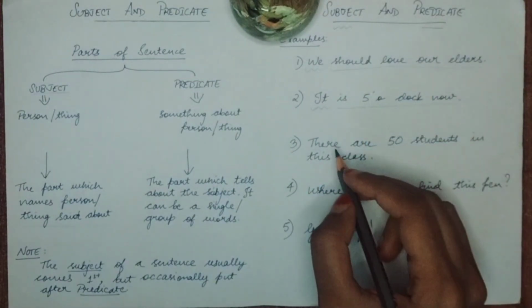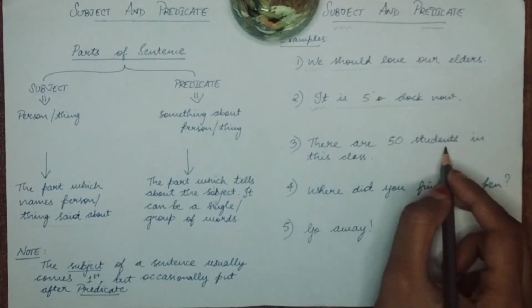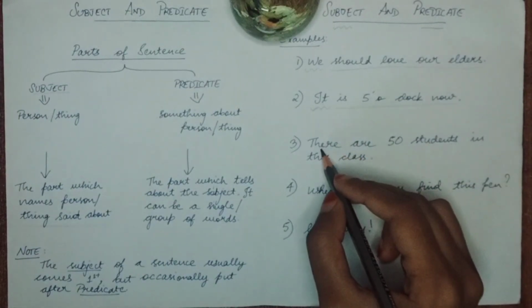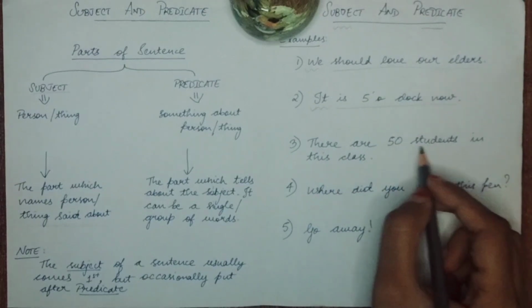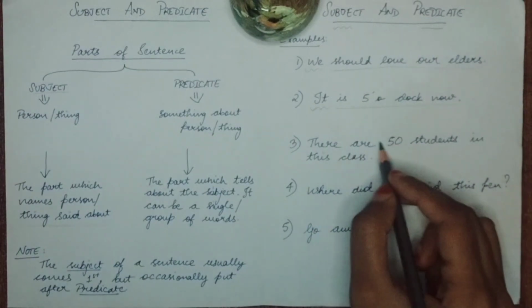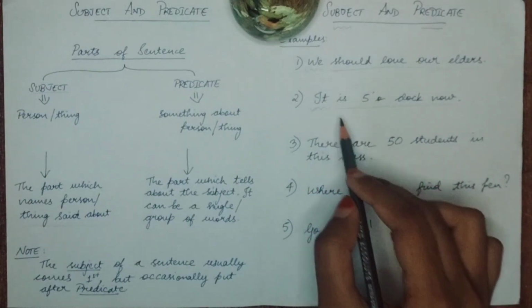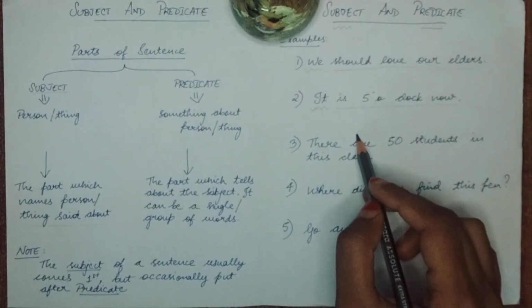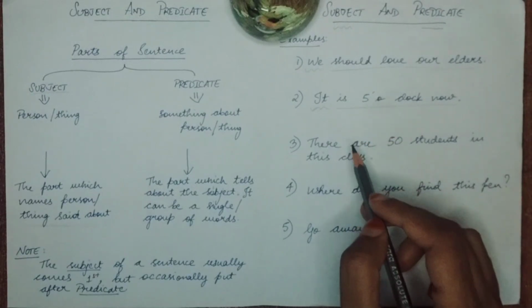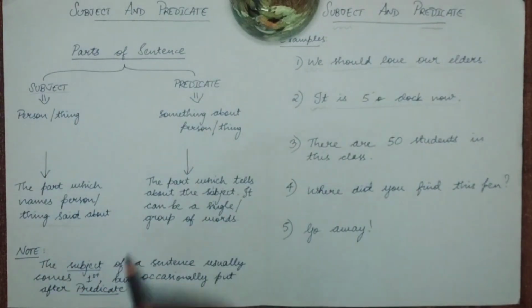Let's look at the third liner. There are 50 students in this class. Okay, so here if you see, is there a subject over here, just because it is at the beginning of a sentence? Or what will be the subject and what will be the predicate for this sentence? If you note from the top, we can see that the subject usually comes first. Most of the time, the subject is the one which comes first at the beginning of the sentence. But occasionally, there might be a subject which comes after the predicate also.